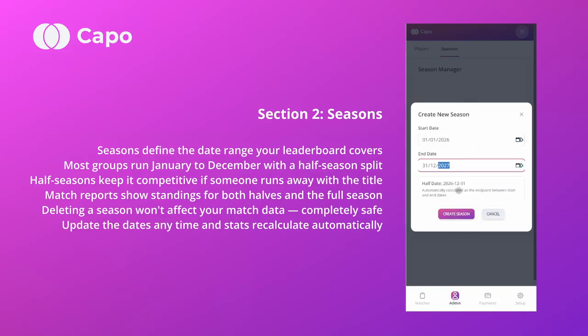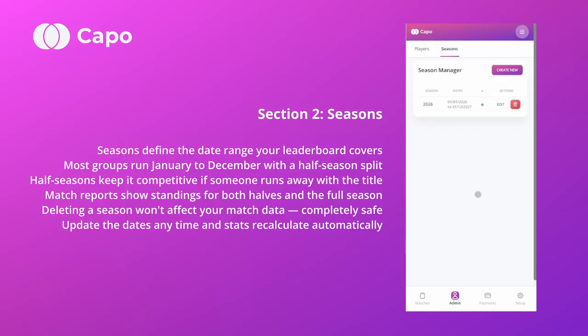Half seasons are to keep the competition fresh if someone is running away with the title, so it splits halfway through the season, and the match reports will show current leaders for both half and whole seasons. If you delete a season, don't worry, it won't affect any of the match data and they aren't connected to payments. Seasons are simply a way of saying our competition runs during these dates. And if you update the seasons, then the stats will recalculate afterwards.